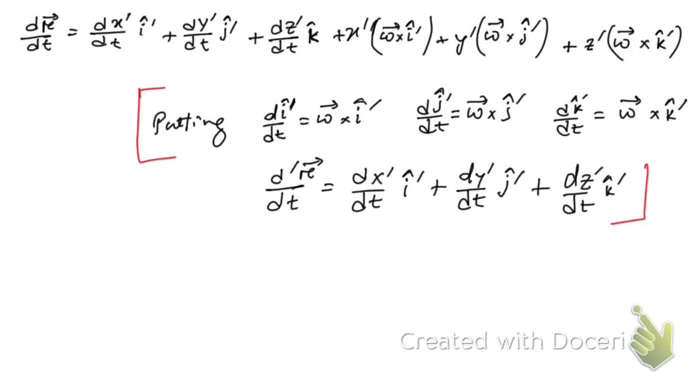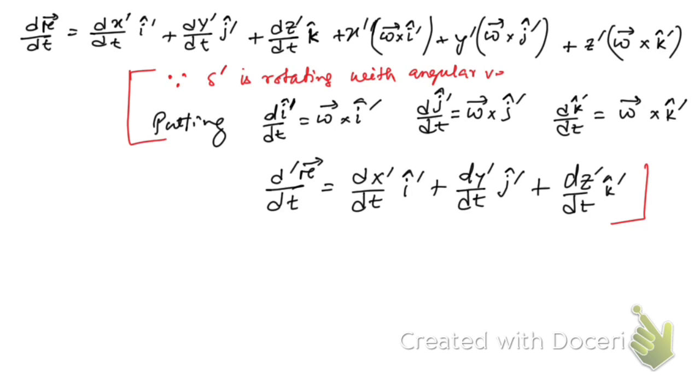So why? Because you see, since S dash is rotating with angular velocity omega, so we can put this. Okay, hope you have understood this.